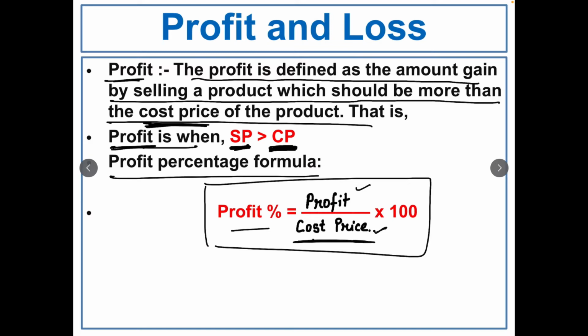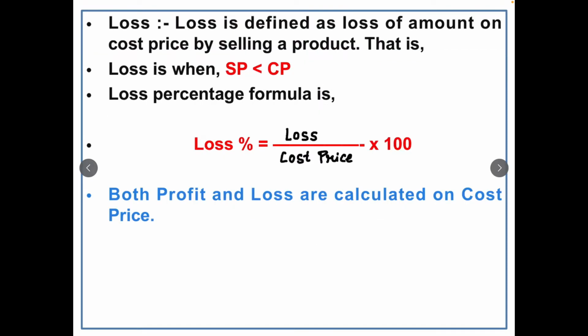Okay, now next is the loss. Loss is defined as the loss of amount on cost price by selling a product. So if a shopkeeper is selling some product at an amount which is lesser than the cost price, that means the shopkeeper is having a loss. So loss is when the selling price is less than the cost price.